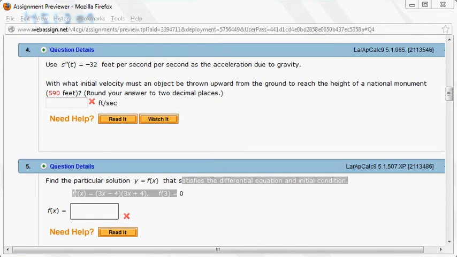Okay, let's look at homework 5.1, 5.2, number 4, right? We have acceleration given: the second derivative of s of t is equal to negative 32 feet per square second. That's the acceleration. And we want to know what the initial velocity must be so that the object can reach up to 590 feet. All right, so let's do that.